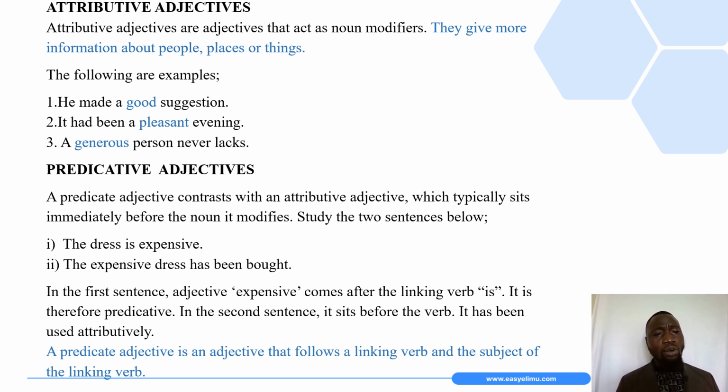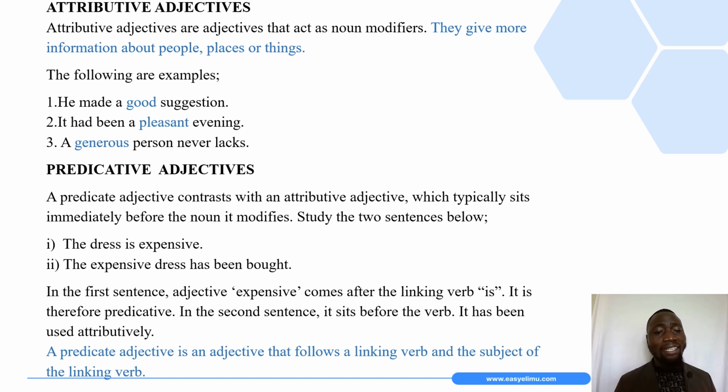So I want you to study the two examples again that we have, in the sentences below. In the first example we have, the dress is expensive. The dress is expensive. Sorry for the slip of the tongue. In the second sentence we have, the expensive dress has been bought. The expensive dress has been bought.